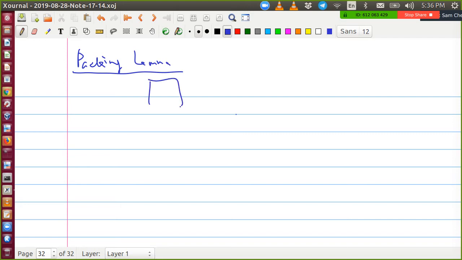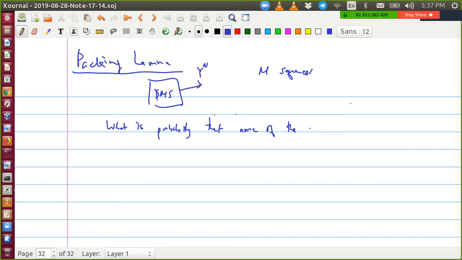So what the packing lemma says is, if we have a discrete memoryless source again, and now we draw sequences from this source. Instead of just drawing one sequence, let's say I draw m sequences. So I draw m of them from here. And the question is, what is the probability that none of the drawn sequences are jointly typical with one another.